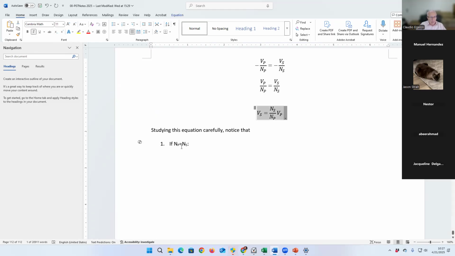Then the voltage in the secondary is going to be equal to the voltage in the primary, right? Simple enough. Now, what if the voltage in the primary is greater than the voltage in the secondary?